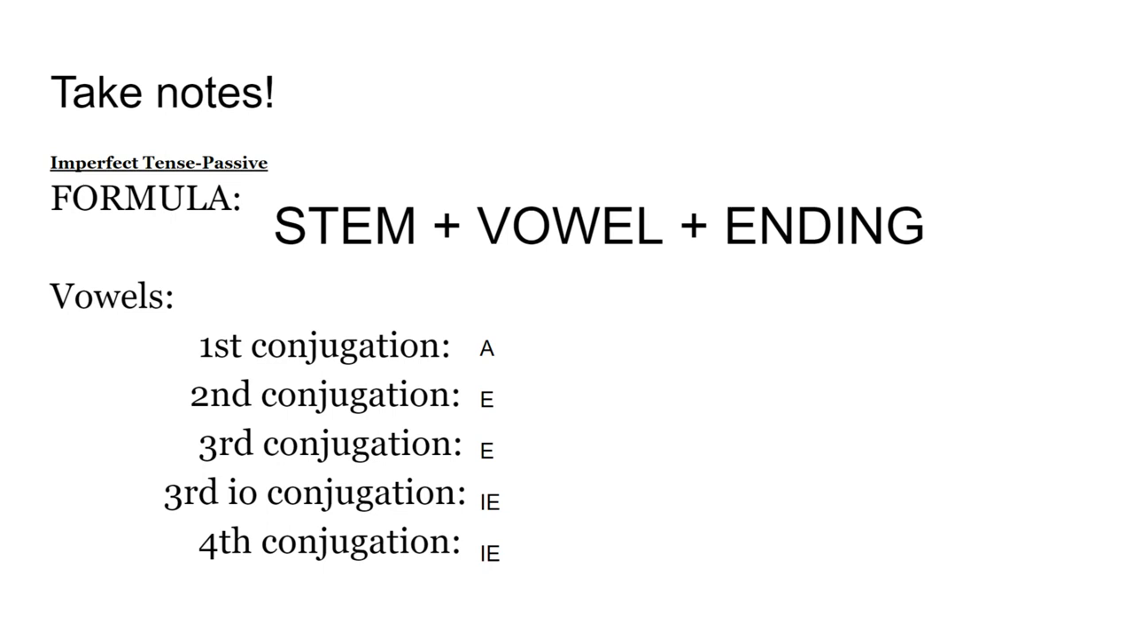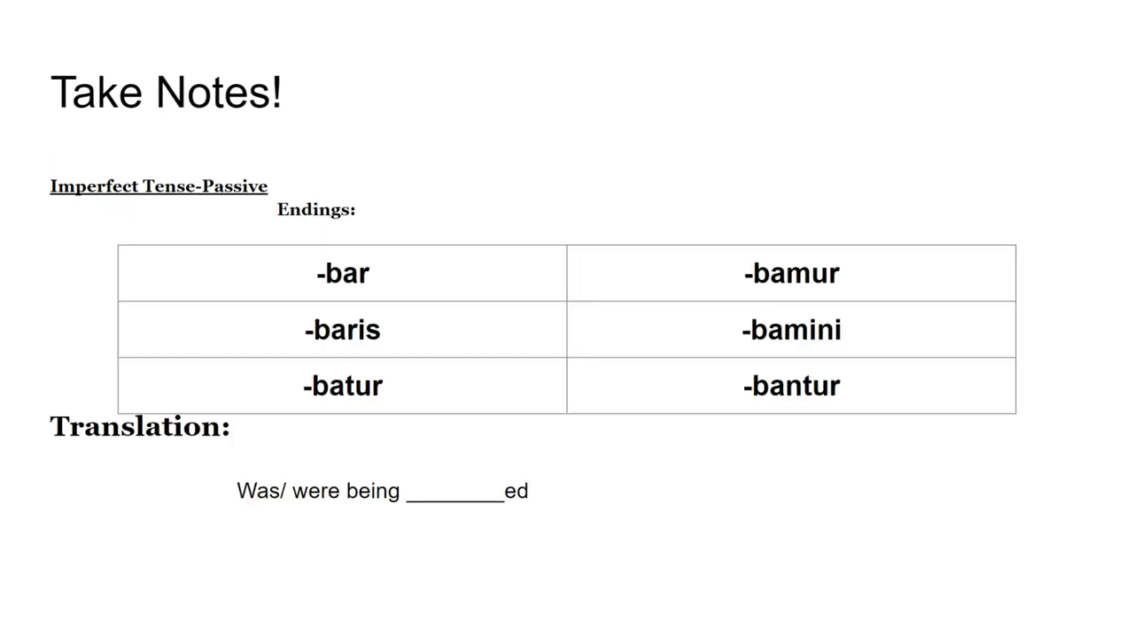There's no change between different persons and numbers here. It's really straightforward. The imperfect tense is nice like that. It's A, E, E, I, E, I, E. You should write those down. Remember, you can always go back. Great. Okay, the imperfect tense.